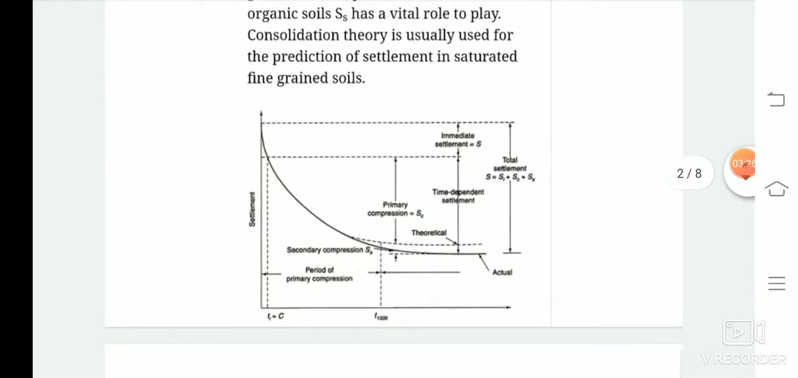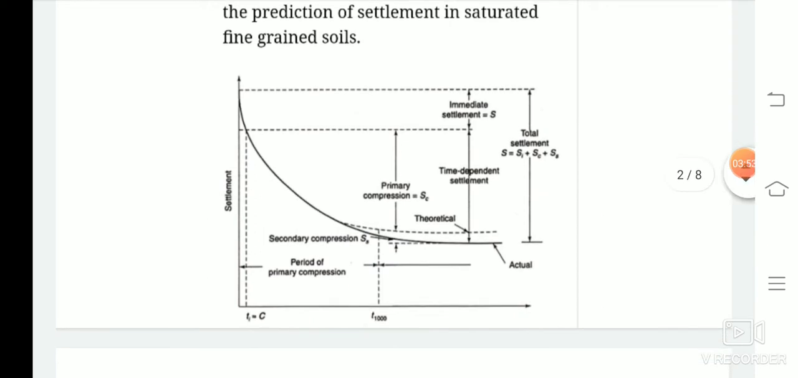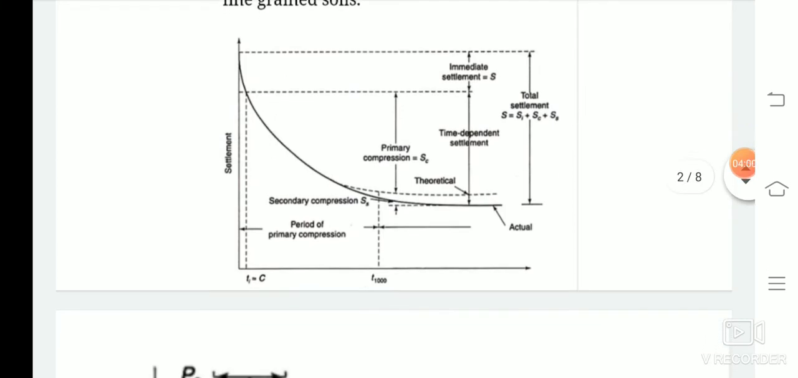So let us go through the curve that we have seen, that is time versus settlement. It can be seen that the total settlement of the soil is given by S equals SI plus SC plus SS, where at the beginning, the topmost portion of the curve, the settlement occurring is a small amount and the time consumed is also very little. Suppose the time consumed for immediate settlement is t, and the settlement we get for the initial load application is SI.